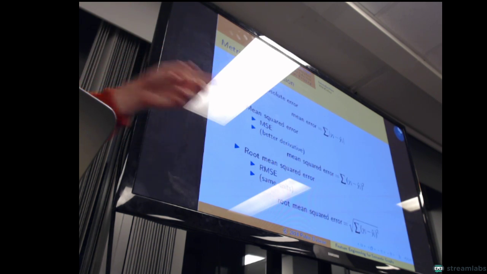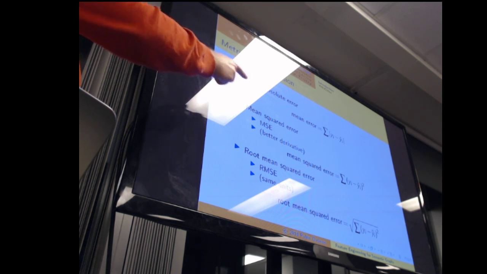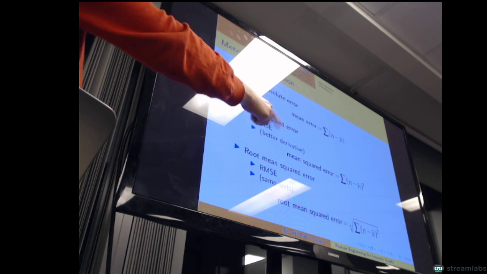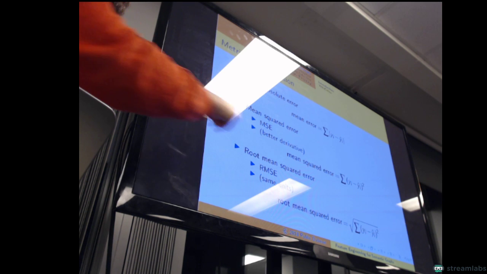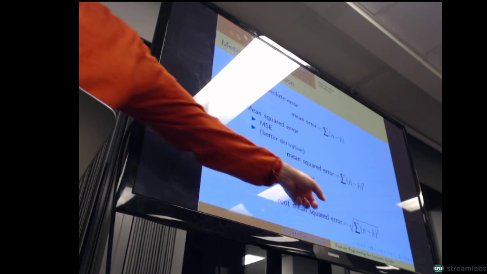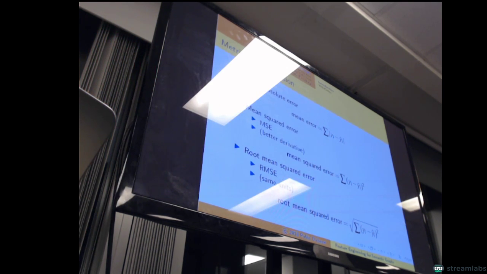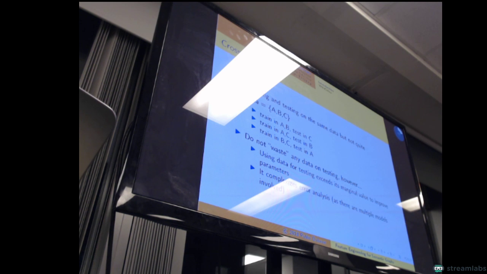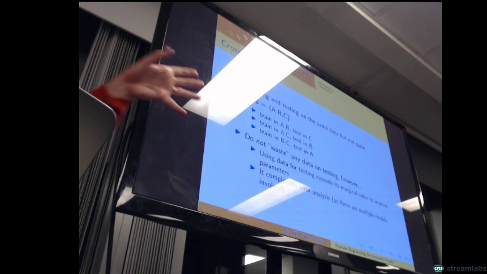When you have regression, when you are trying to predict a real value, then you can take the absolute error, or you can take the square of the error, or the root mean square. These metrics are quite popular, and this is the one we will be using for the task today. Okay, so there is a popular technique for doing evaluation, called cross-validation.